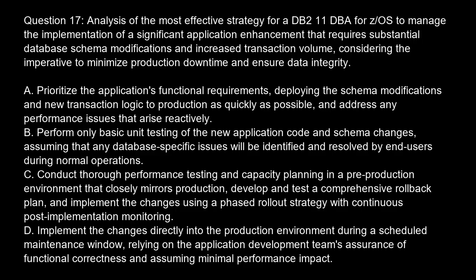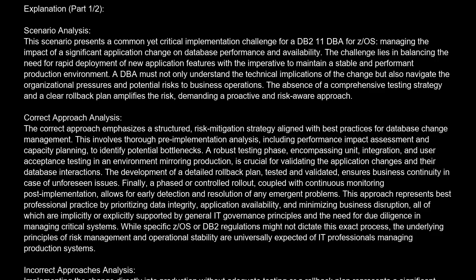Option D. Implement the changes directly into the production environment during a scheduled maintenance window, relying on the application development team's assurance of functional correctness and assuming minimal performance impact. The correct answer is D. Implement the changes directly into the production environment during a scheduled maintenance window, relying on the application development team's assurance of functional correctness and assuming minimal performance impact.